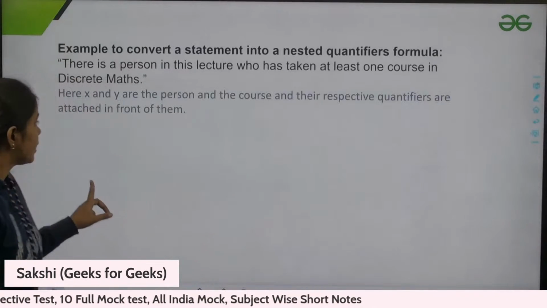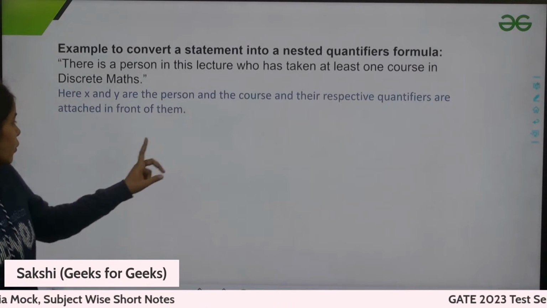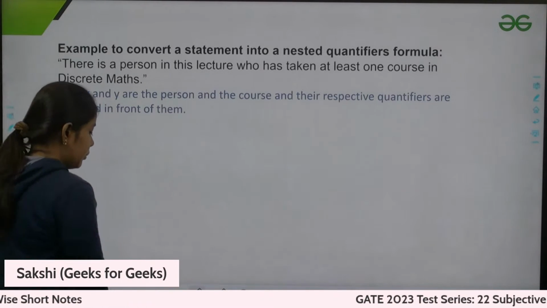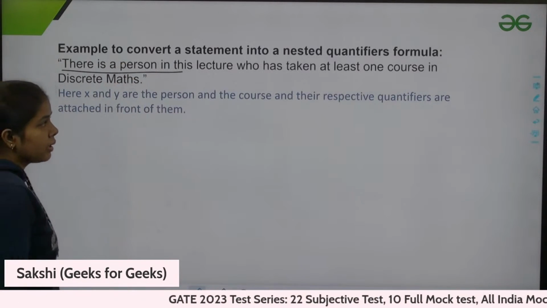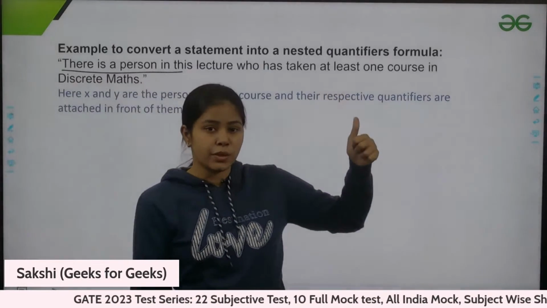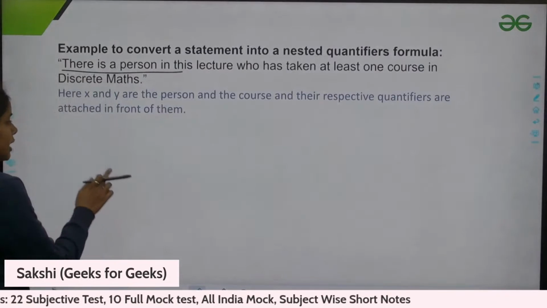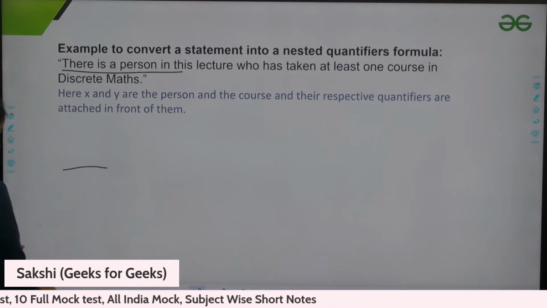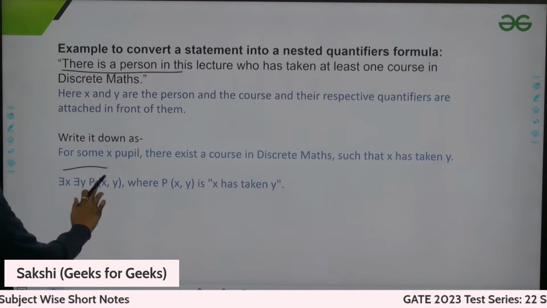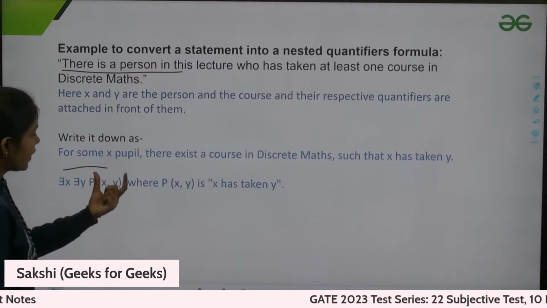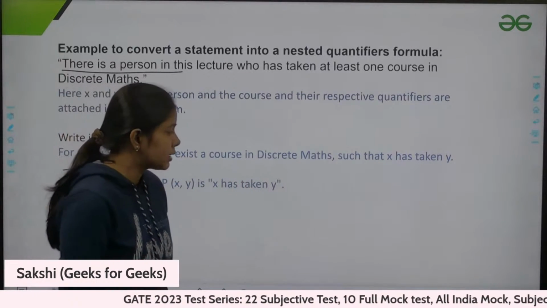So there is a person. x and y are the person and the course in the respective quantifiers attached in front of them. Now see what is attached in front: there is a person, so that means there exists one person in this lecture who has taken at least one course. That means there exists some course which he or she has enrolled in, discrete mathematics, right? So we can write it as there exists x, there exists y, P(x,y). And what is P(x,y)? For some x people there exists a course in discrete mathematics.